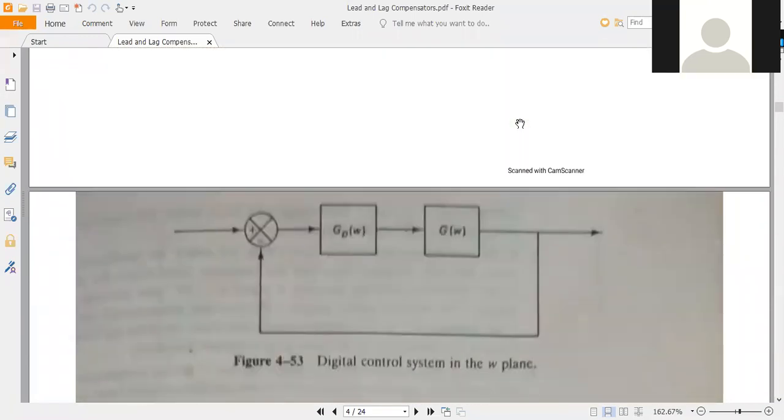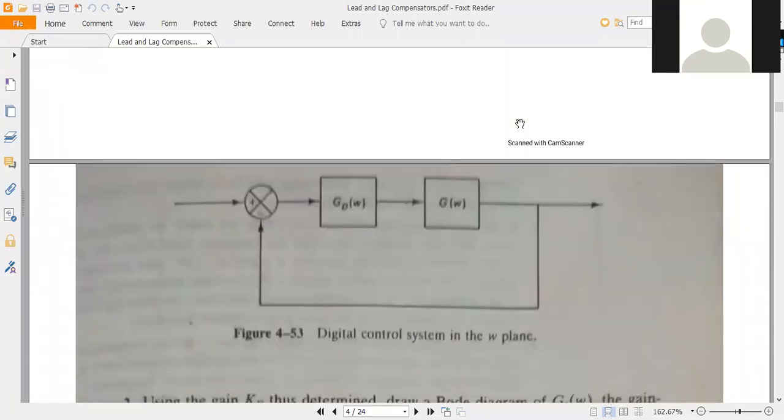Okay. So we have discussed these design procedures of lead and lag compensators for this digital control system, and these design procedures follow the frequency response approach.